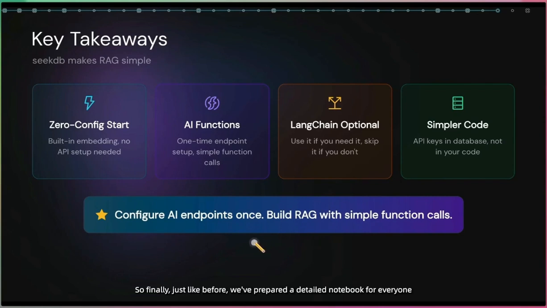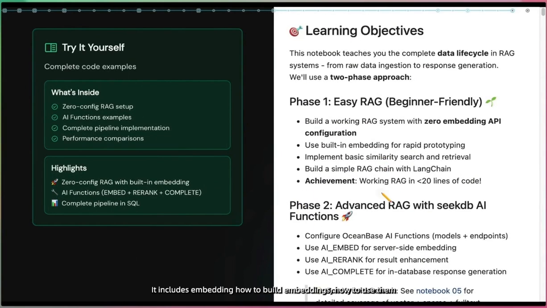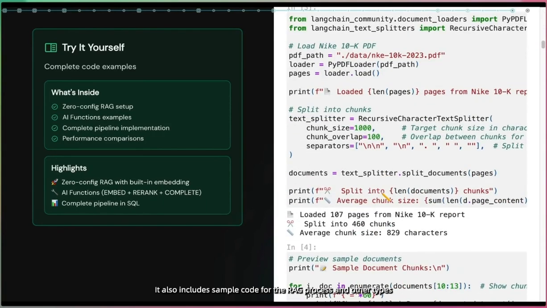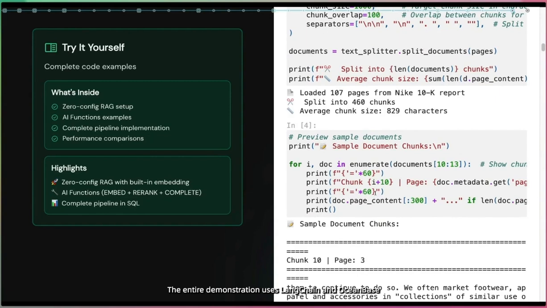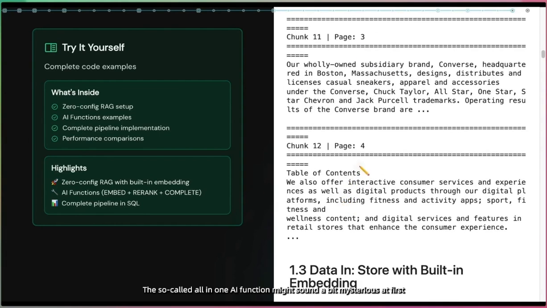All right, so finally, just like before, we've prepared a detailed notebook for everyone that covers all the content above. It includes embedding, how to build embeddings, how to use them, and how to configure and use AI functions. It also includes sample code for the RAG process and other types. The entire demonstration uses LangChain OceanBase, so through this notebook, you can learn all the details of what we've shared in this session. We also encourage everyone to try it out yourself, so you can really get a feel for it. The so-called all-in-one AI function might sound a bit mysterious at first, but by putting all the RAG process operations into a one-click solution, you'll get a much more direct experience and understanding of how it all works.